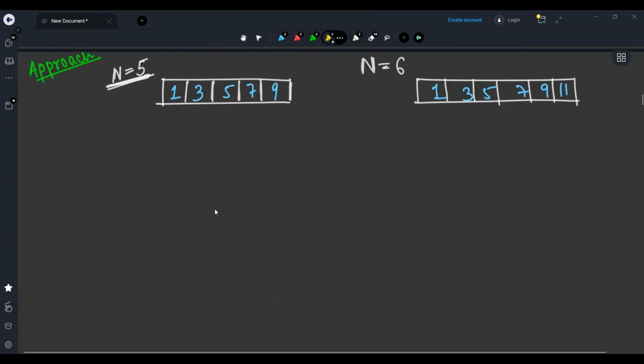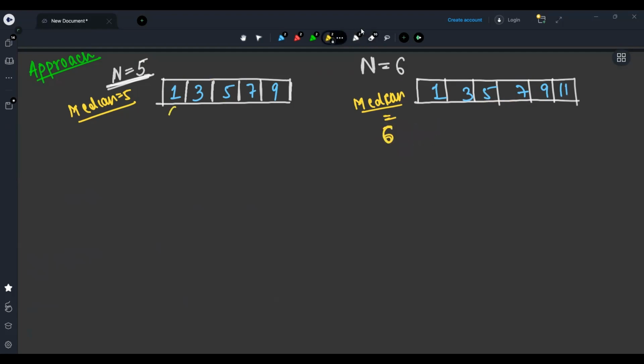Now, what do we have to reach here? Median. What is the median here? 5. What is the median here? 5 plus 7 by 2, because it is an even size array, there are two middles. Here there was a single middle. So it will be equal to 5 plus 7 by 2, which is equal to 6. So actually, our median here is 6. Okay, we have to reach 6.